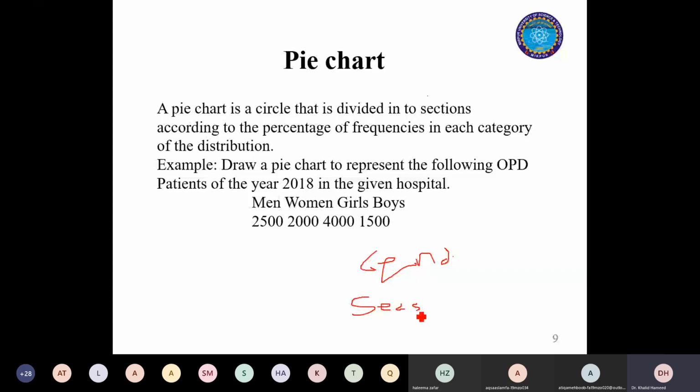If I want to represent only seasons, the pie chart is very much okay. If I want to represent only gender, pie chart is very okay. If I want to represent the age groups, pie chart is very okay. But if you want to incorporate more than one variable, the pie chart is not an option for you, because it becomes impossible for you to represent that data in the form of pie chart.